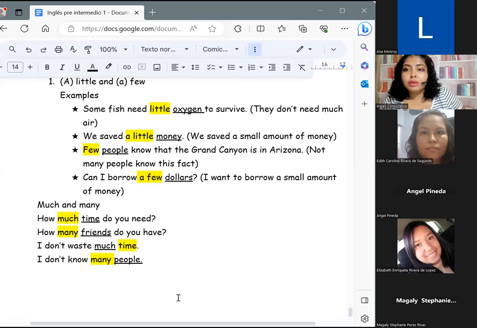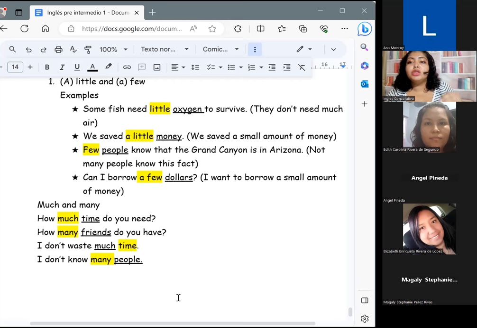En el caso de little, que ya decíamos que significa not much, tiene un significado negativo. Solo la palabra little, no la palabra con el artículo. Mientras que a little, que es la que ya lleva el artículo, tiene un significado positivo. Few, igual, se utiliza para significados negativos y a few es para significados positivos. Much is used with non-count nouns. El much lo vamos a utilizar solo con nombres no contables y el many es usado con nombres plurales contables.